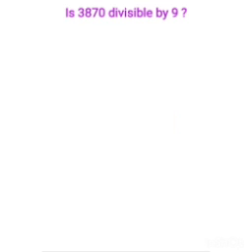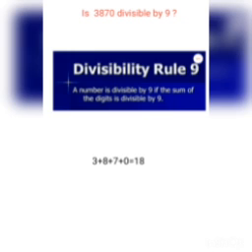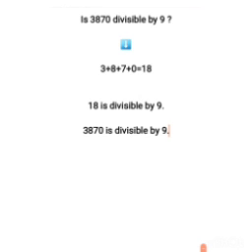Now, can you tell me whether 3870 is divisible by 9 or not? Well, we have learned the divisibility rule of 3. But what about 9? We have a divisibility rule for 9 as well, which is very similar to that of 3. It says if the sum of the digits of a number is divisible by 9, then the number is also divisible by 9. So, very similar to 3. It's just that the sum of the digits should be divisible by 9 this time, not 3.